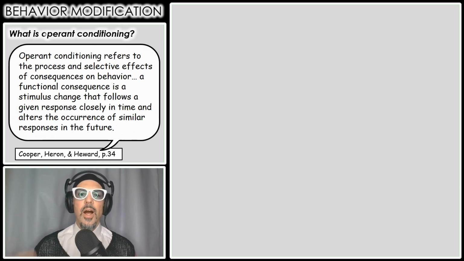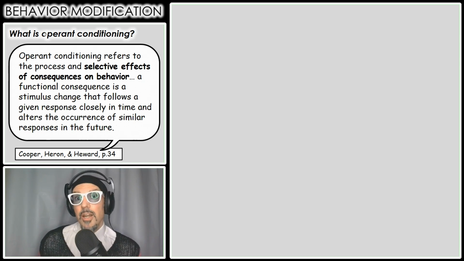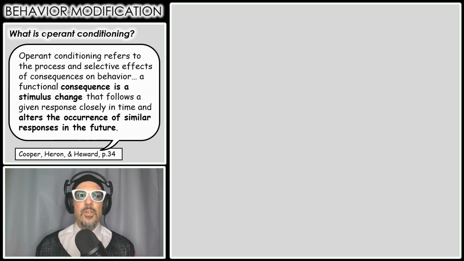And the thing to take away from that while we begin is that operant conditioning is behavior modification that focuses on the effects of consequences of behavior. So this is the aspect of behavior modification that focuses on how consequences shape and influence and modify any behavior. And it also includes the fact that these consequences alter the occurrence of similar responses in the future. So we're going to take a look at both of those aspects of operant conditioning, the fact that consequences cause effects on behavior, that consequence is a stimulus change. So the consequence of a behavior changes something in the environment, and that change alters the occurrence of similar responses in the future.